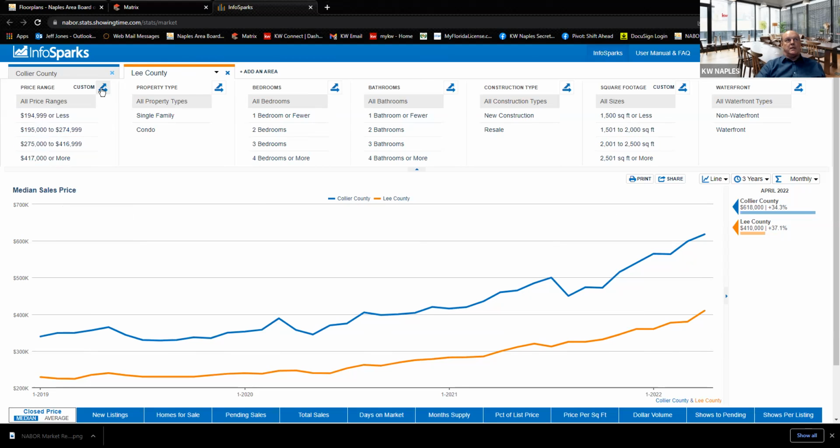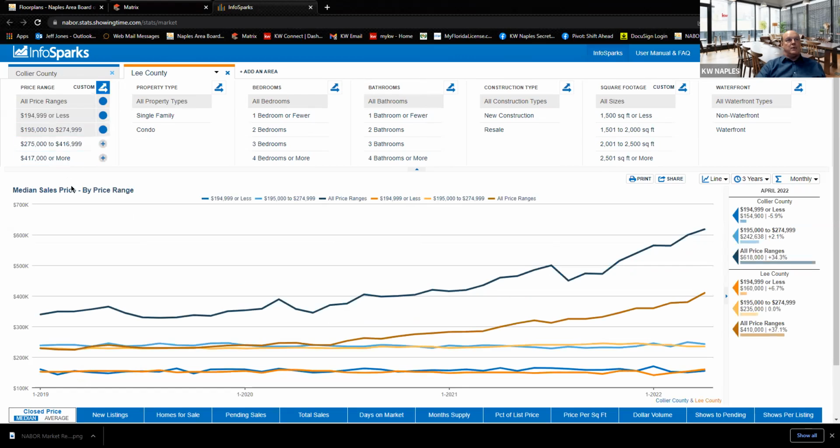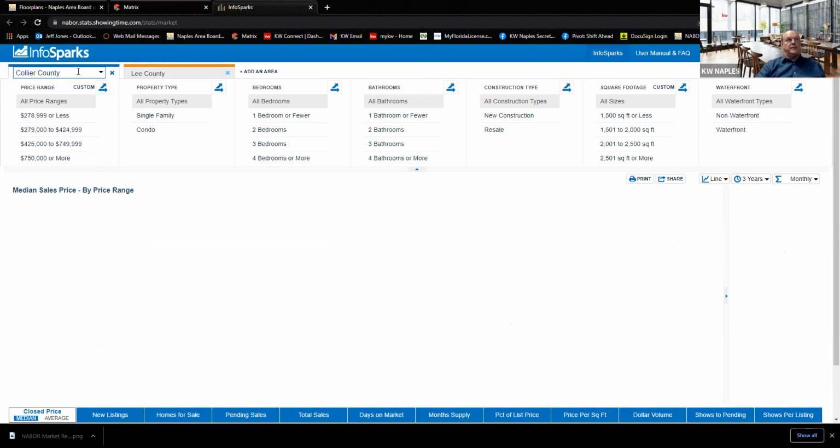If you want to do a custom range, you go here. You just want to look at prices in different ranges here. So it's very powerful, but you just need to play with it a little bit to get the hang of it.